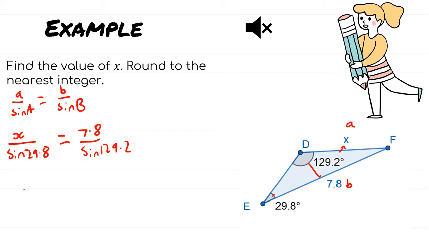Again, if we want x to be by itself, what we want to do is times both sides by sine 29.8. And you've done this a lot of times when we've done algebra. It looks a bit more ugly because there's this sine in it as well, but I don't want you to be intimidated by the fact there's a sine in here. It's just the same process. x divided by something. What's the opposite of dividing? It's timesing. So we're just going to times.